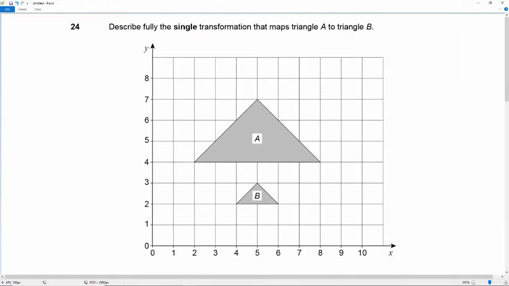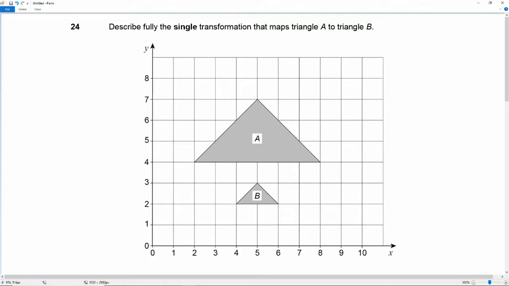And we're picking up in question 24, which reads, describe fully the single transformation that maps triangle A to triangle B. So triangle A is the big one and triangle B is the little one.